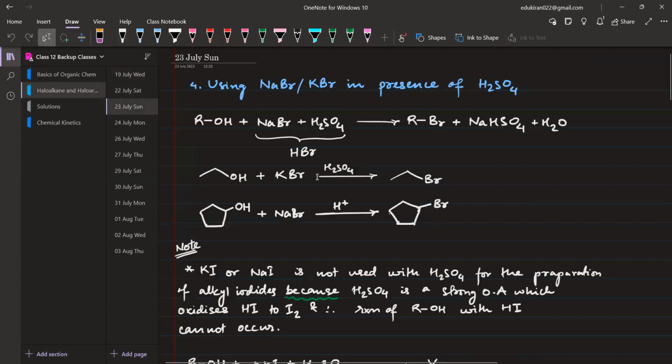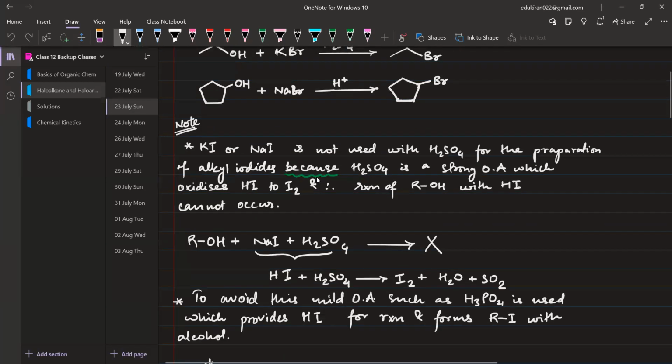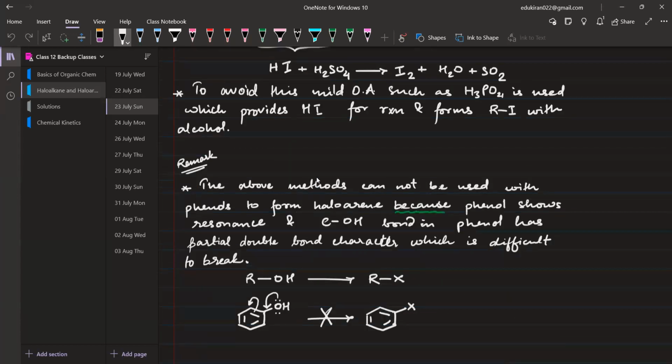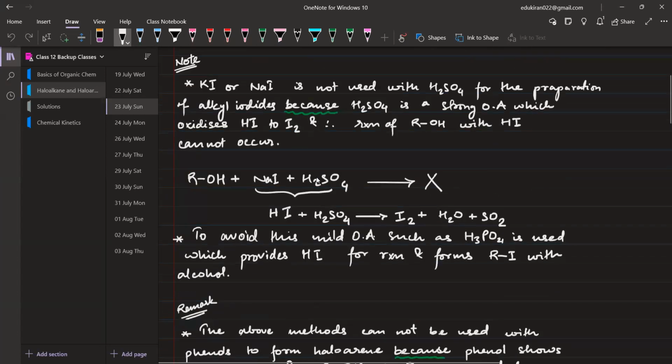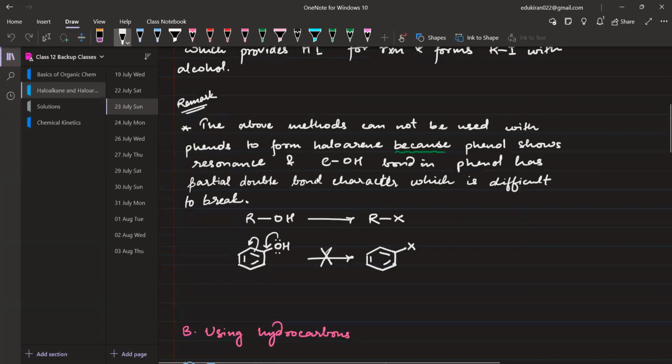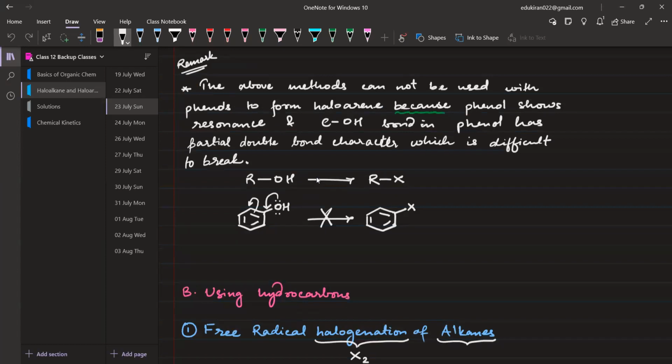Then using NaBr, this thing is there. Then you see the note, KI or NaI is not used with H2SO4 for the preparation of alkyl halides. Why? A question mark will come here, this is the reason. Then another, to avoid this, a mild oxidizing agent such as H3PO4 is used. So why is H3PO4 used instead of H2SO4? Same reason, you will write the question.